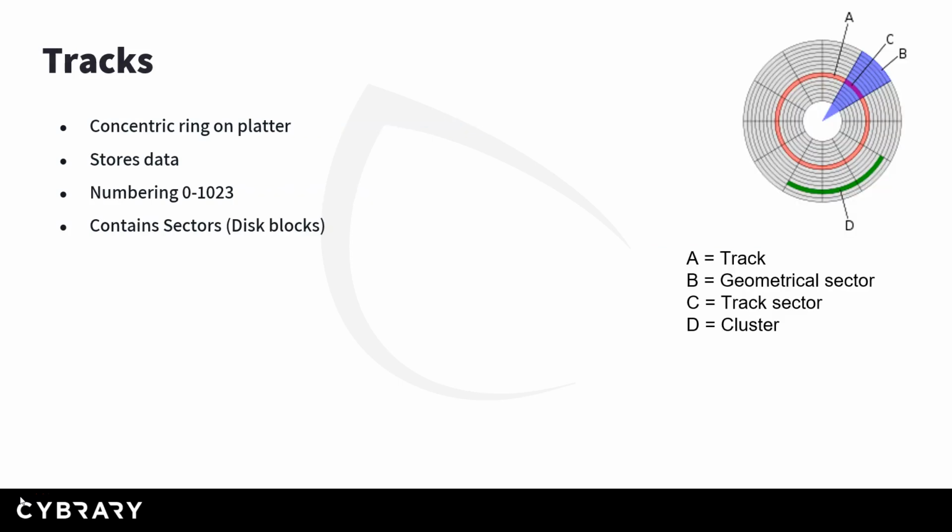Tracks, so this is going to be that concentric ring on a platter. So we've got a little image there. Now, for the CHFI examination, you're not going to be questioned on the difference between a geometrical sector and a track sector. It's basically just going to be listed as a track or track sector. So these contain disk blocks, and they store data, and this numbering is 0 to 1023, and that's something else you'll want to keep in mind as you're studying for the CHFI exam.